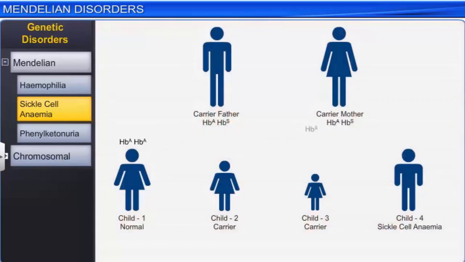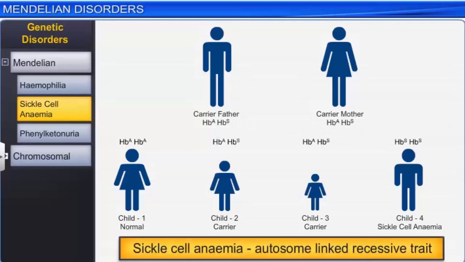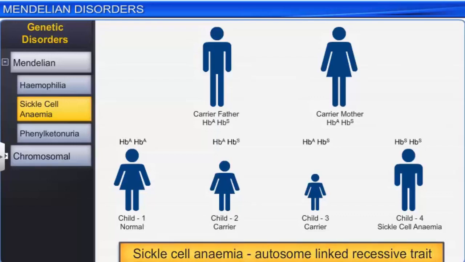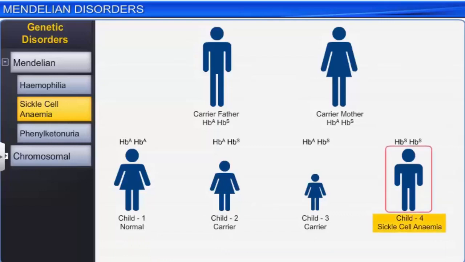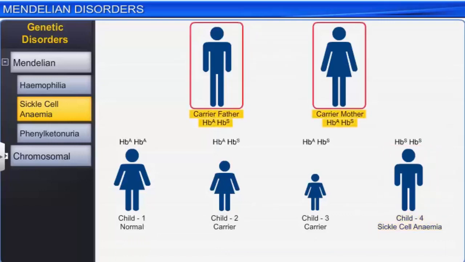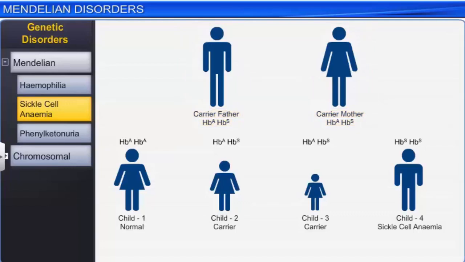Sickle cell anemia is an autosome-linked recessive trait, or a trait inherited through non-sex chromosomes, and it is passed on to the progeny when both parents are carriers of the gene, which means they are heterozygous for the trait. The disorder is controlled by the two alleles HBA and HBS.